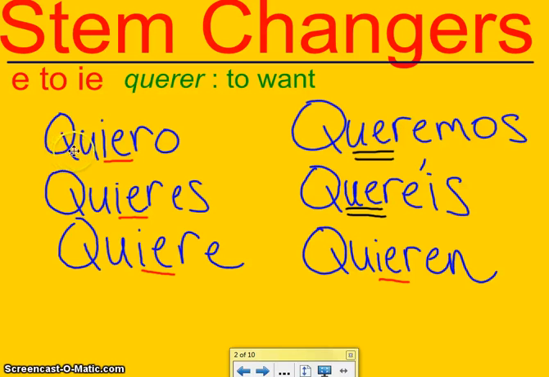In the yo form, it's quiero, Q-U-I-E-R-O. To form quieres, ella quiere. Nosotros queremos, vosotros queréis, and ellos, ellas, ustedes quieren. Now, if you look very closely at the nosotros and the vosotros forms, something is slightly different. We're going to talk about that.